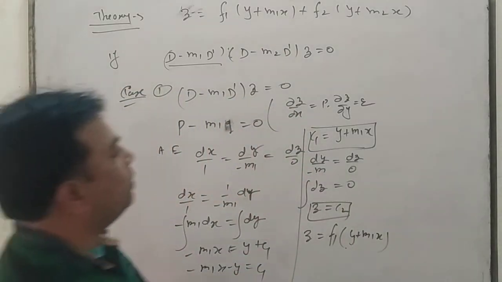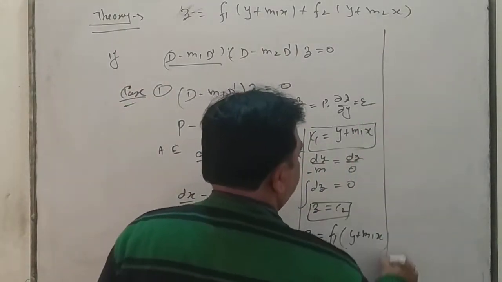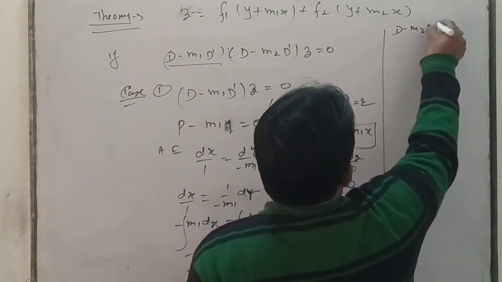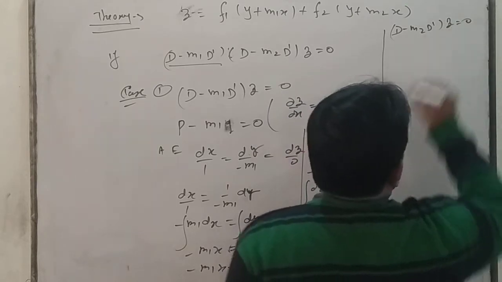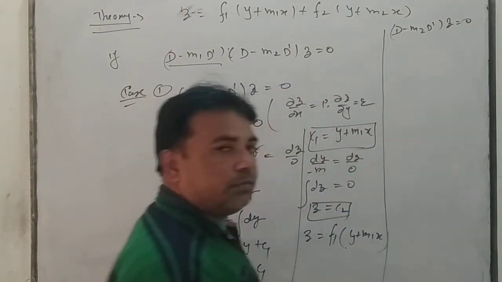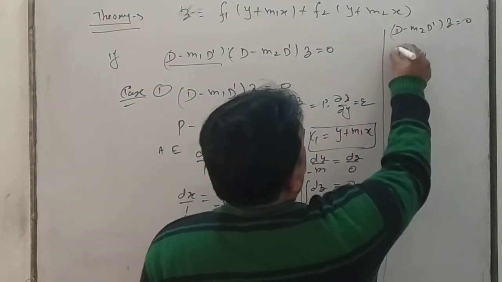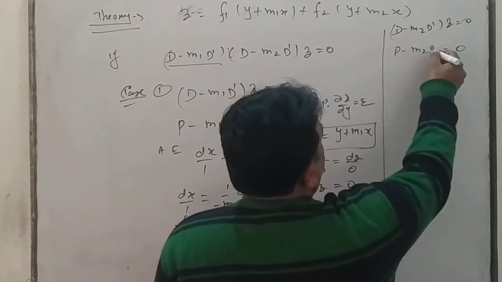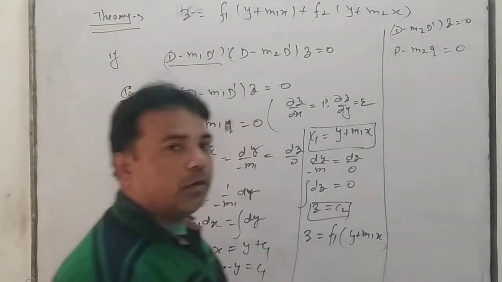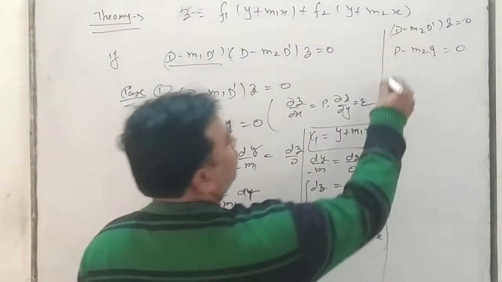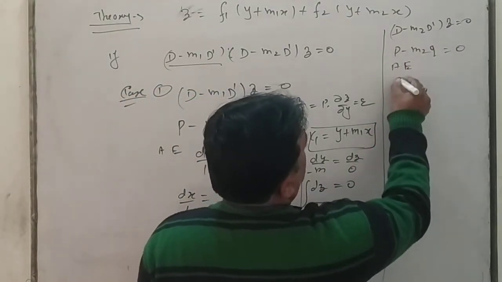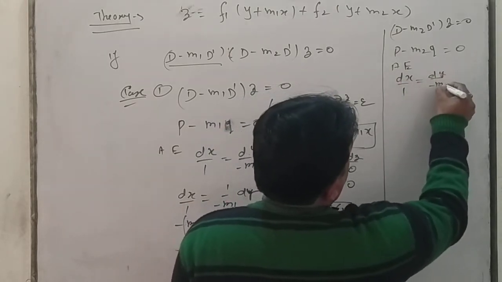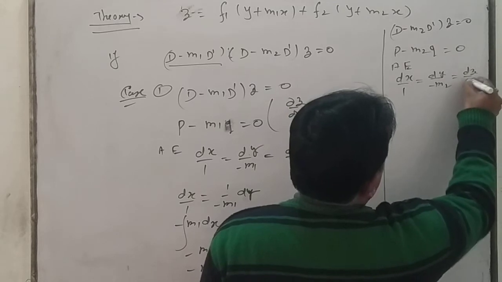Similar process for this method. The second factor is D minus m2 D dash in z equals 0. Write this in the form of the Lagrange partial differential equation. Then p minus m2 q equals 0. This is again in the form of the Lagrange partial differential equation. So the auxiliary equation is dx over 1, dy over minus m2, and dz over 0.